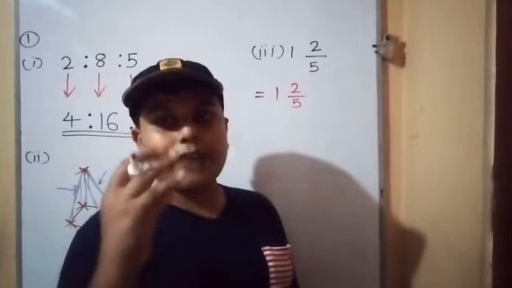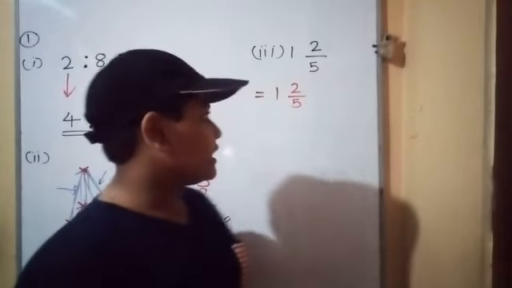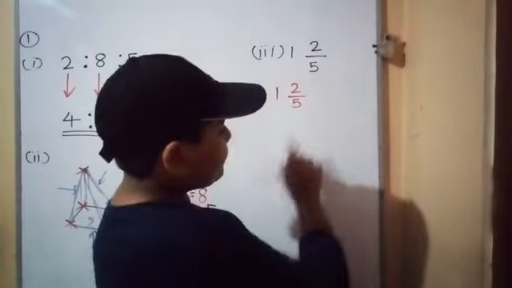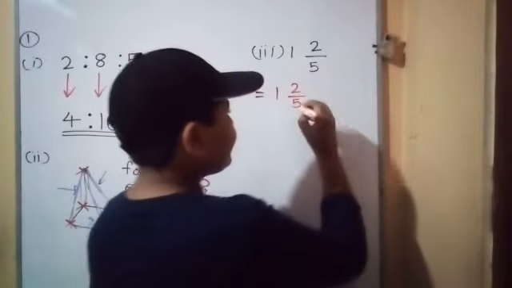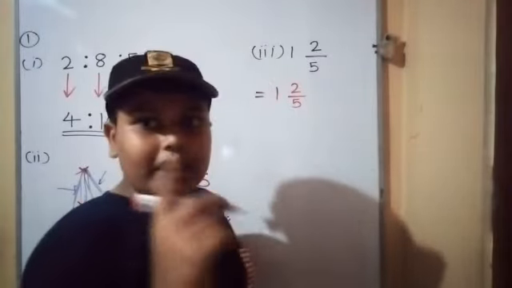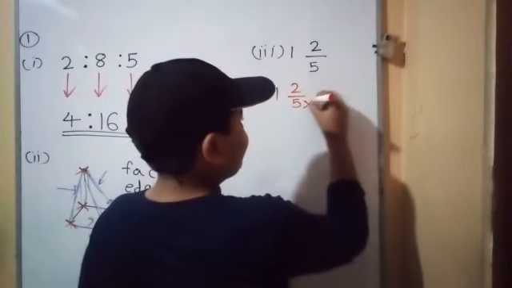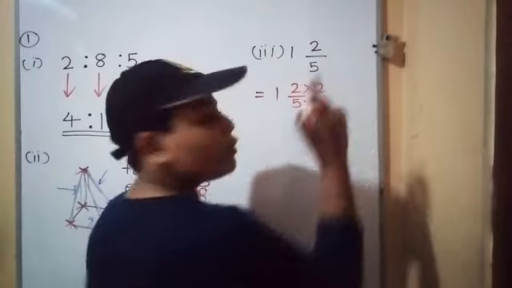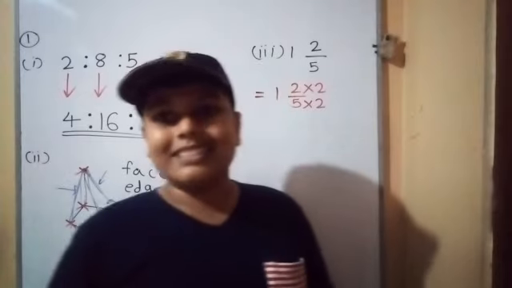You get the main factor. So, what is the nearest factor in the 5? 10. That means 10 divided by 5 is 2. So that means multiply by 2. The denominator also you want to multiply by 2. That is the main one.